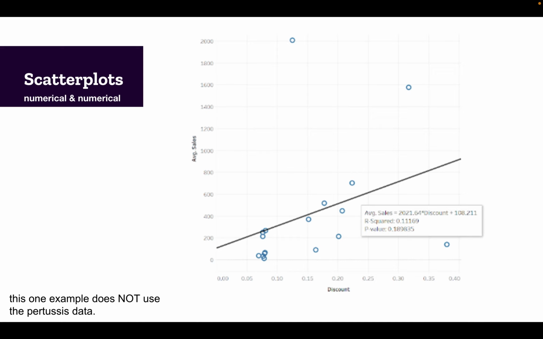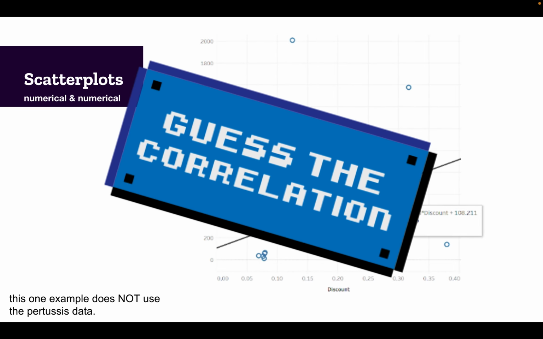The R-squared value simply tells how strong the correlation is on a scale from -1 to 1, with 0 meaning there is no relationship. The human eye is very bad at telling how well the dots line up, as you can test for yourself with the Guess the Correlation game at guessthecorrelation.com.